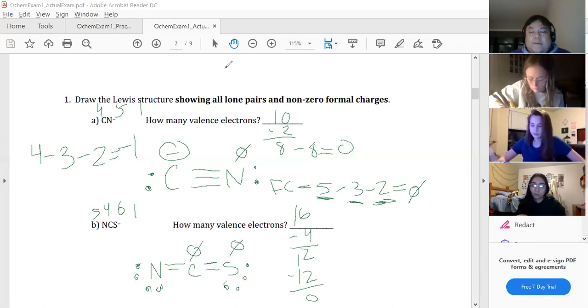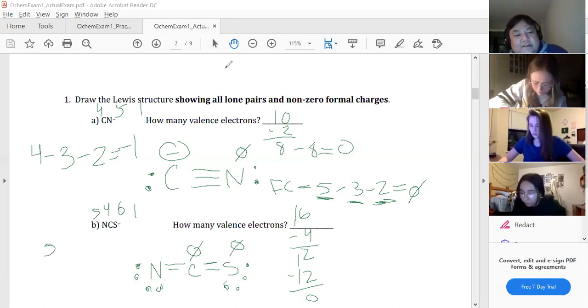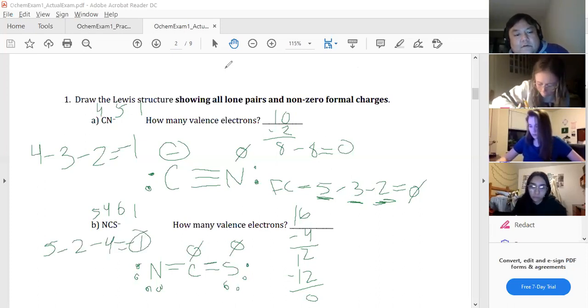Nitrogen, we said, likes to have 3 bonds and 1 lone pair. This nitrogen does not have that. So this is where my charge is going to come from. So nitrogen has 5 valence electrons minus 2 bonds minus 4 lone pair electrons equals -1. Negative charge on the nitrogen.